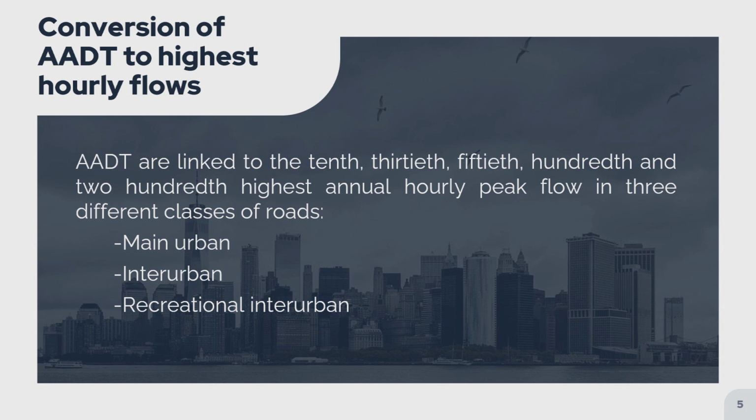Particularly on urban highways, where peaks are less marked, the 30th highest flow may be most appropriate. On interurban routes, the 50th highest might apply. On recreational routes, where peaks occur infrequently, the 200th highest may be the value most consistent with economic viability.